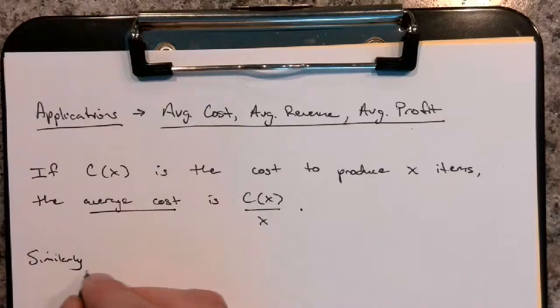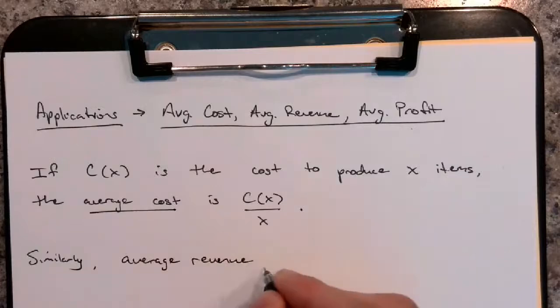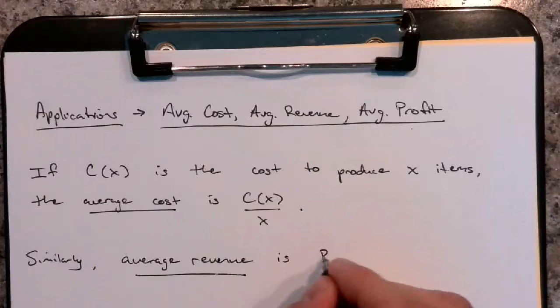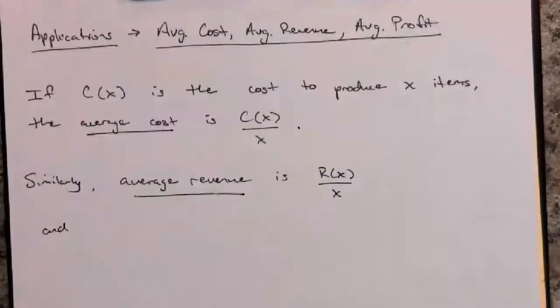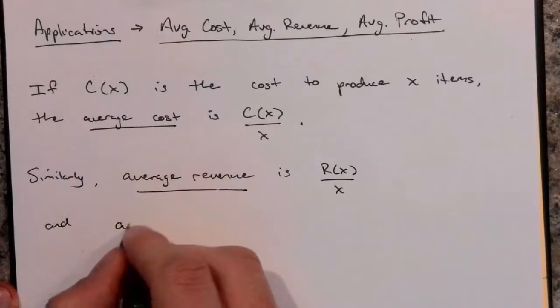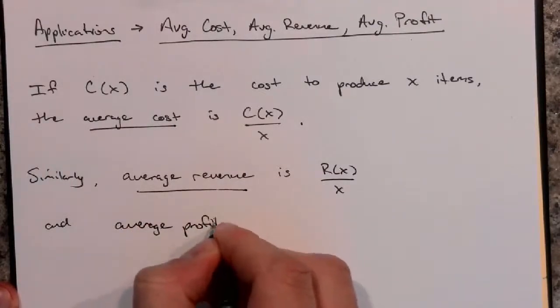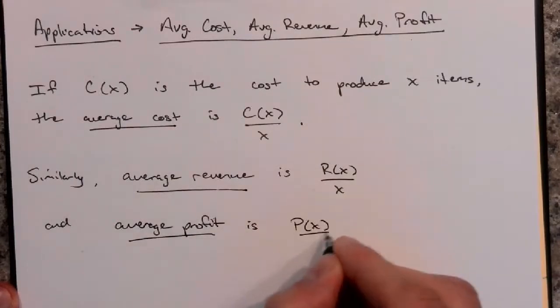In a similar way, I'm not going to write it out all formally. Similarly, average revenue would be the revenue function, R of X over X, and average profit, you probably could guess, is P of X over X.